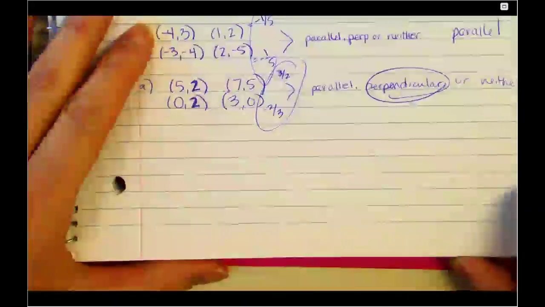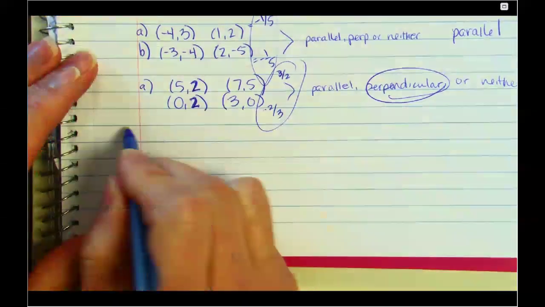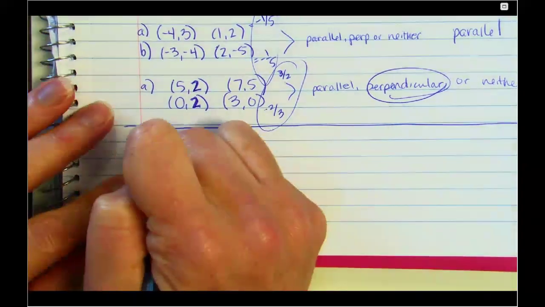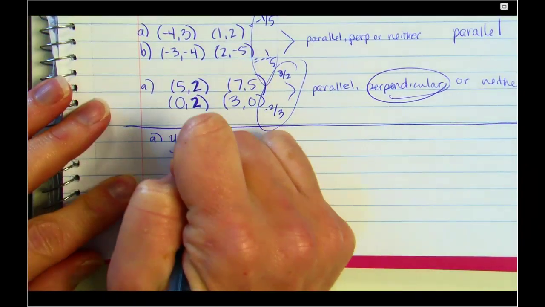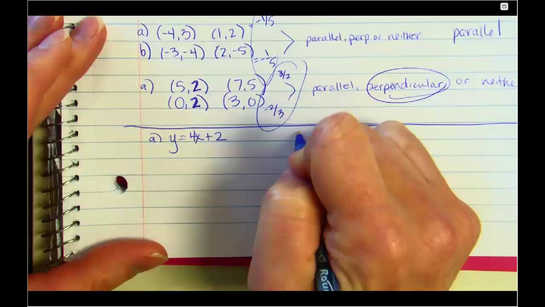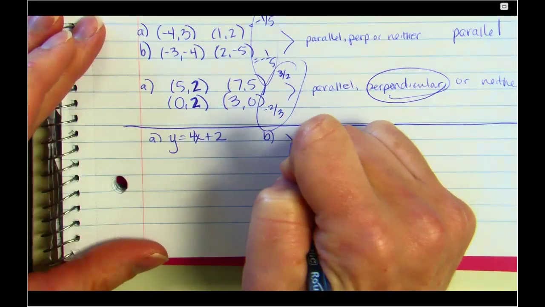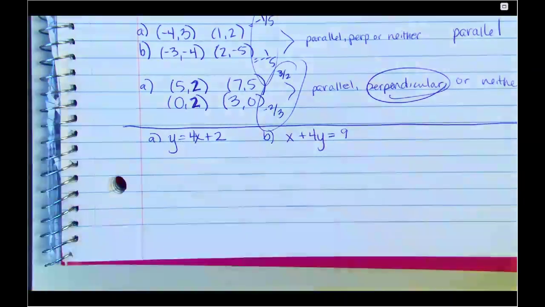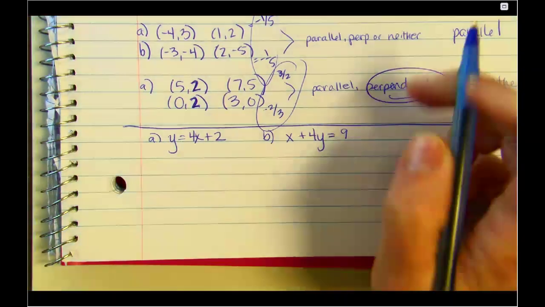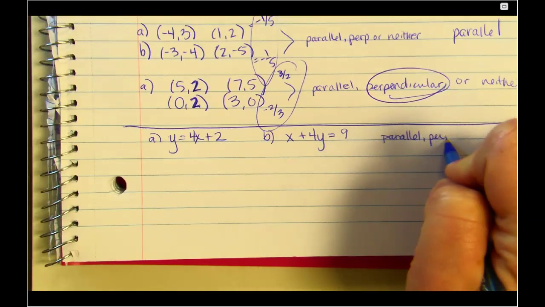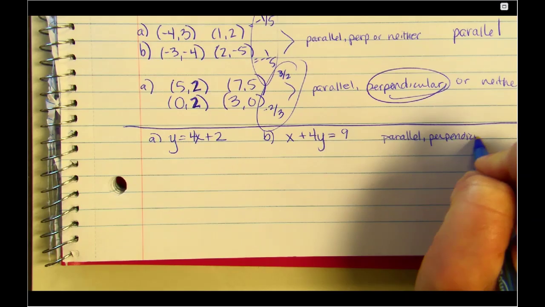Now, a little bit different. Same question, but a little bit different. So let's say we have y equals 4x plus 2, and this line is going to be x plus 4y equals 9. Are they parallel, perpendicular, or neither?